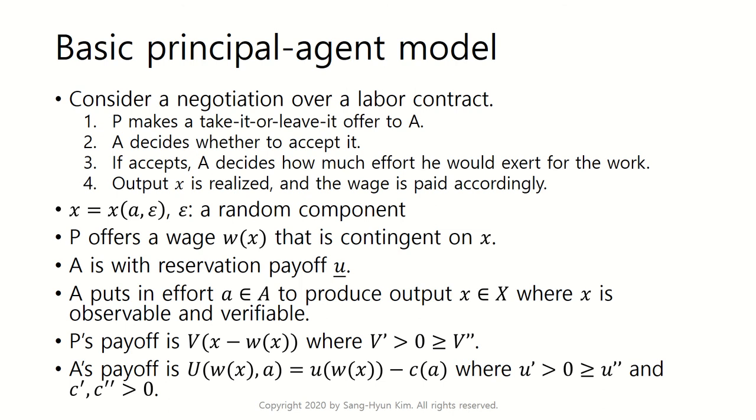And the output X is a function of A and epsilon. What is this small a and small epsilon? So small a stands for action or effort, and epsilon is a random component or luck. So output is a function of action and luck. You don't have to understand this right now, because I'm going to explain this later much more slowly and in detail. What I'm doing now is I'm giving you a taste of this course.